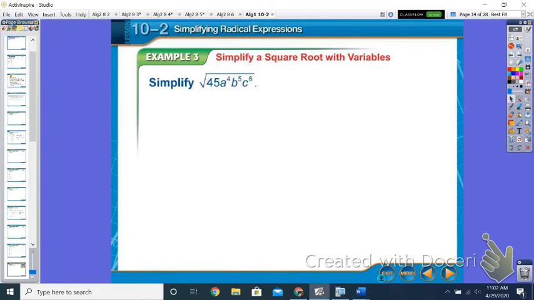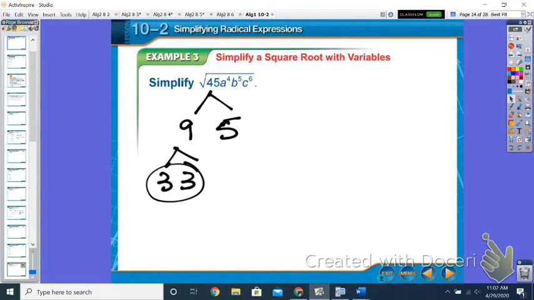And we already did 45 recently, but it's okay. We could just do it again. We said it was 9 times 5 and 3 times 3. So we had a pair of 3's and then a 5 in a box, right? So we know we're going to have a 3 outside and a 5 inside. But what do we do with our variables?